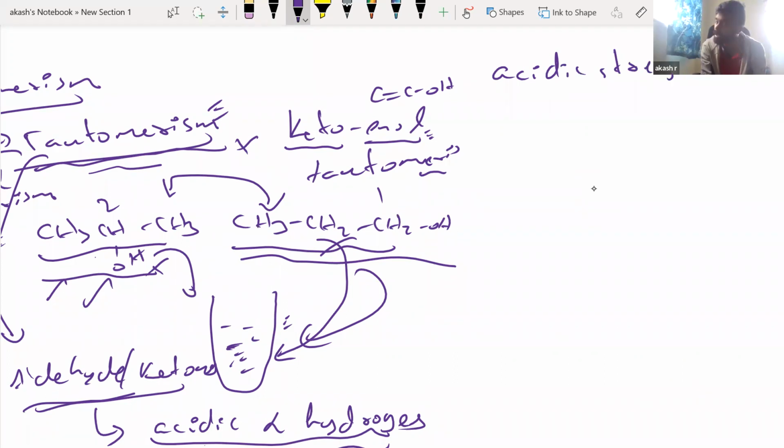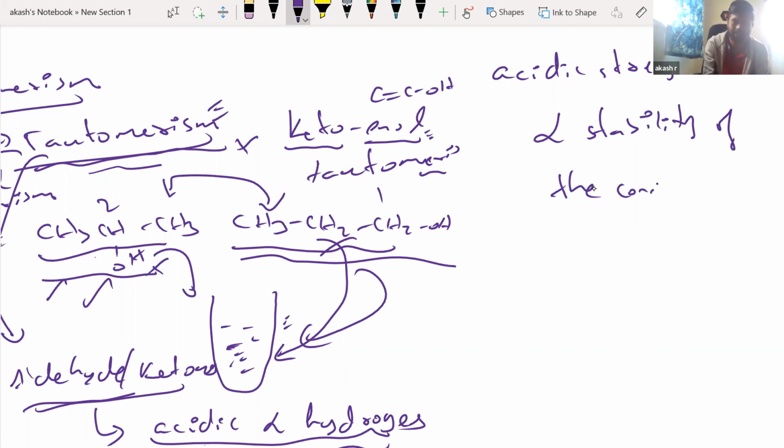right? The acidic strength of any organic compound in general is directly proportional to the stability of the conjugate base. You must have already studied this in your alcohols chapter, because alcohols are also acidic, right? We say that primary alcohols are more acidic than secondary. Secondary is more acidic than tertiary. Why? Because of this particular criteria, stability of the conjugate base. The more stable the conjugate base, the more the acidic strength. Okay.